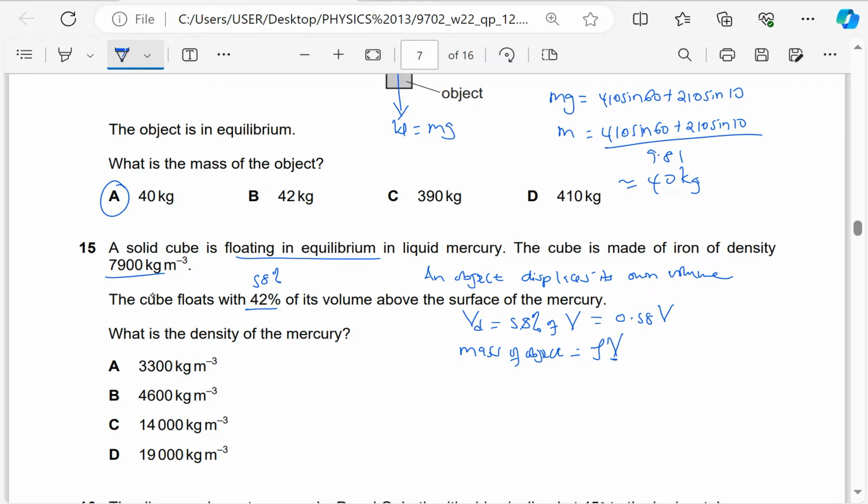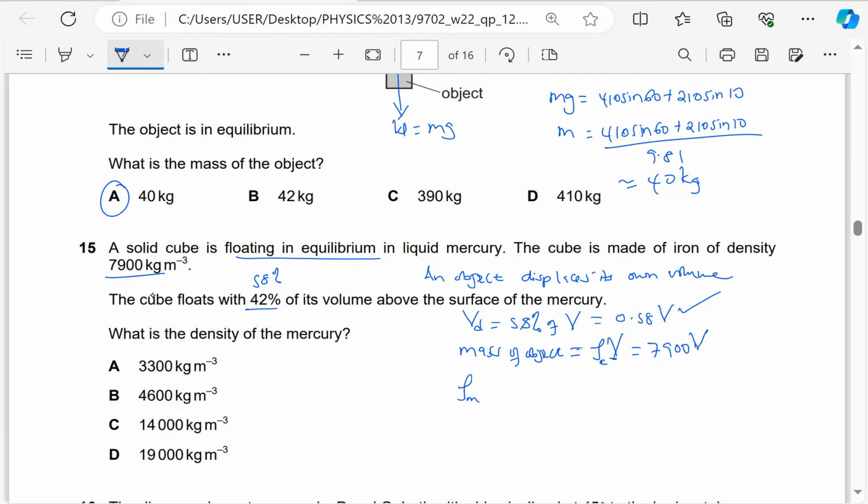So let's say V, capital V, is the volume of the object. So the mass is going to be the density of the object, 7900, times the volume of the object, which is V. But remember, the volume displaced is 0.58 V to gain equilibrium. From density equals mass over volume, I'm now going to use the density of the liquid, because I have the volume of the liquid displaced, and it means the density of the mercury.